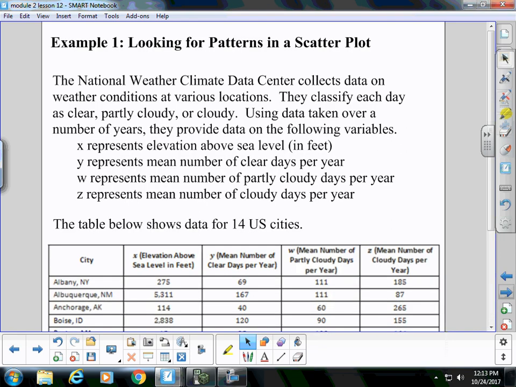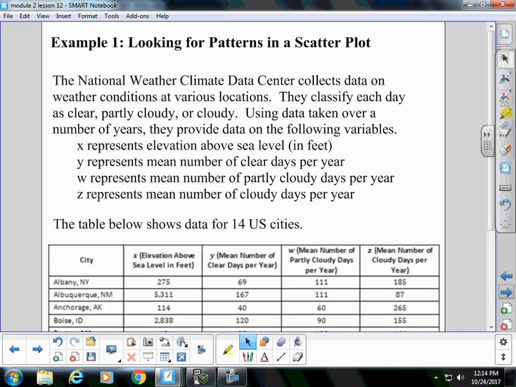Example 1, looking for patterns in a scatter plot. The National Weather Climate Data Center collects data on weather conditions at various locations. They classify each day as clear, partly cloudy, or cloudy. Using data taken over a number of years, they provide data on the following variables.